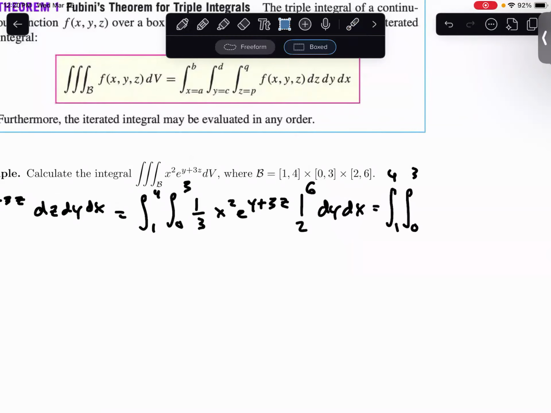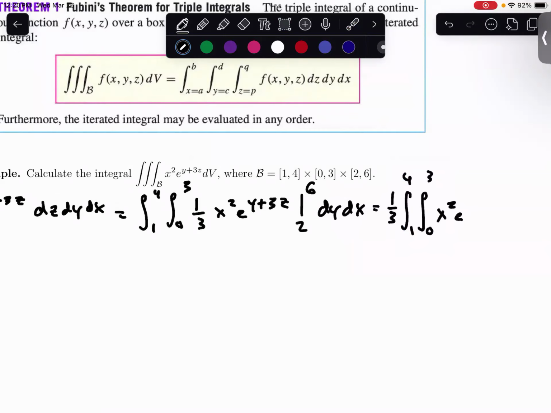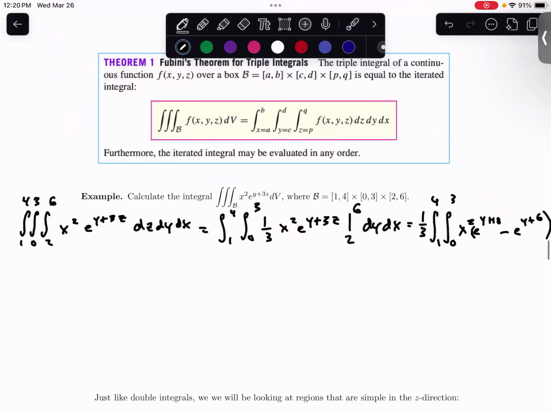Right, so I'm going to bring the 1/3 outside of this actually. So this is going to be x squared, and then you're going to have e to the y plus 18, right? If you plug in z is equal to 6, you get 3 times 6, which will give you 18. And then this is going to be subtracted by what you get when you plug in z is equal to 2. So you'll have e to the y plus 6. I ran out of space, but there should be a dy dx here.